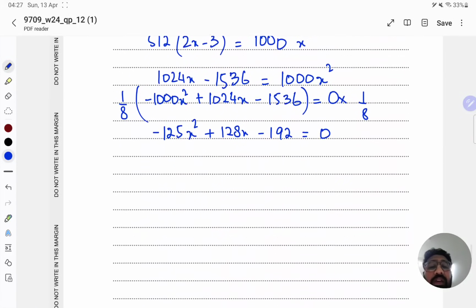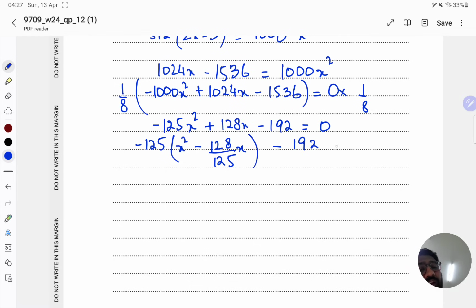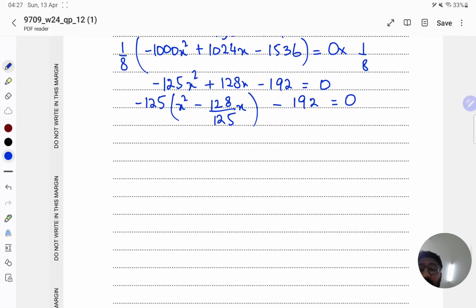Now how can we say that it is an increasing or a decreasing function? We will convert it into completed the square form so that we can identify whether it is an increasing or a decreasing function. For that I will take minus 125 as common. It will be x square minus 128 over 125x minus 192 equals 0. Now I have to make it in the bracket form.